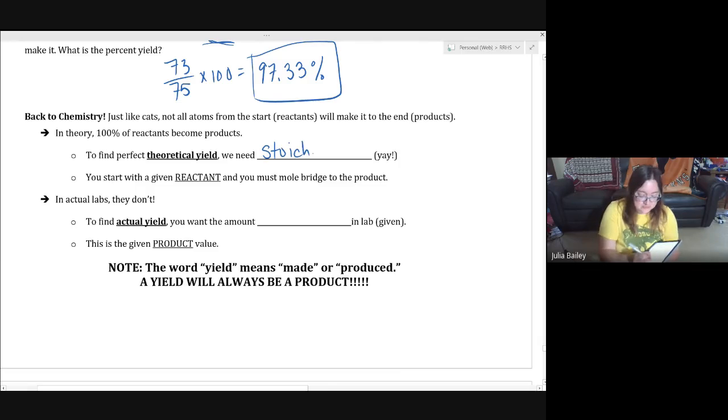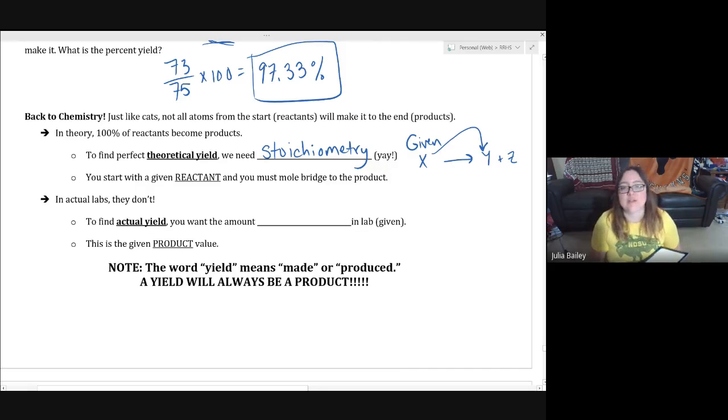To find that perfect theoretical yield, we're going to need stoichiometry. Woohoo! Mole bridges. You're going to start with a given reactant and draw a mole bridge to the product. So they're going to give you some reactant, and you have to draw a mole bridge over to whatever product they're asking for. And then what you get from that would be your theoretical yield.